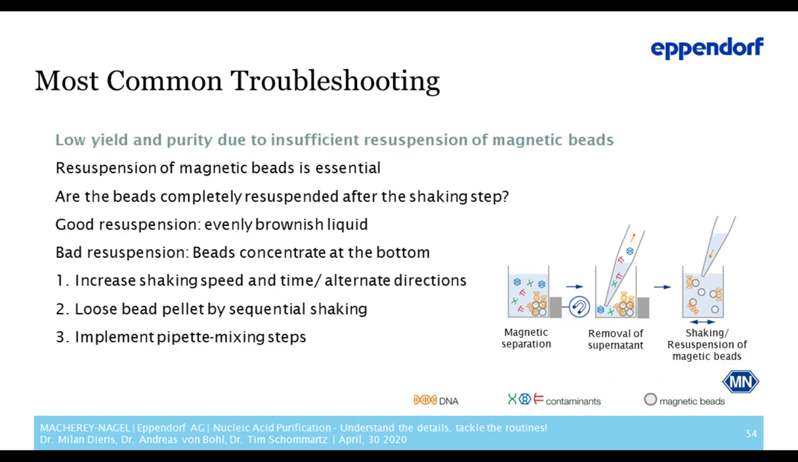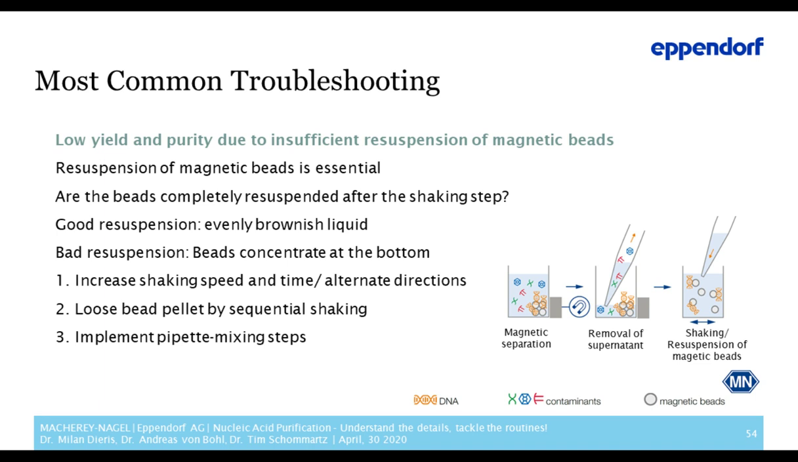One of the other most common troubleshooting topics, especially with magnetic beads, is low purity due to insufficient resuspension of the magnetic beads. During magnetic bead-based processing, the resuspension of the magnetic beads in the complete wash buffer is really the key for good performance. If the beads stay at the bottom during mixing or shaking, then the performance will not be optimal. You can easily see this because the plates are more or less transparent. You have a good resuspension when the plate comes off the thermoshaker and you can see the beads distributed evenly in the liquid. That's a very good sign. We have a bad resuspension if the beads concentrate at the bottom and the supernatant of the buffers is still clear. Then the shaking was not enough.